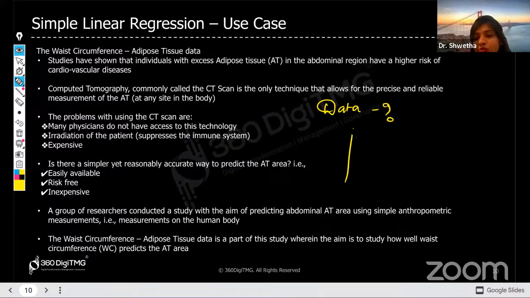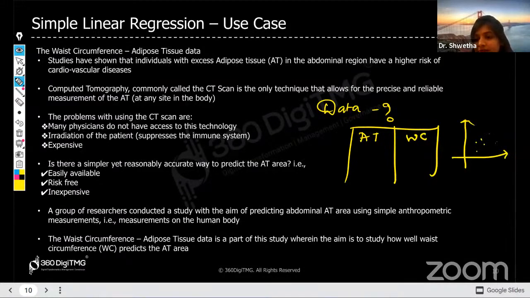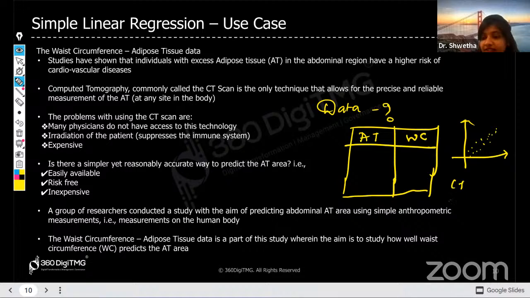Okay. Now, to get the proof, you will need adipose tissue data and waist circumference data. Unless you have the data for both, you will not be able to establish the relationship between these two. How can we find both the data? For adipose tissue, we will have to depend on the CT scans only until we discover a particular relationship.